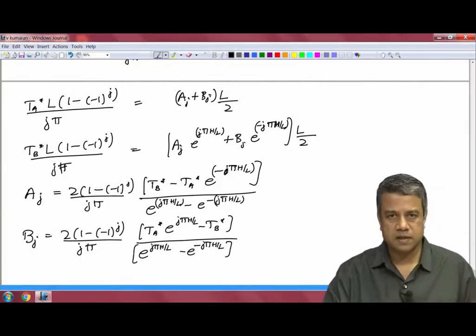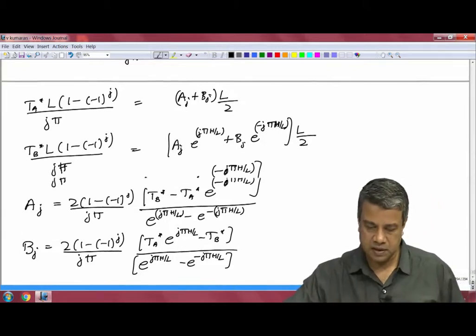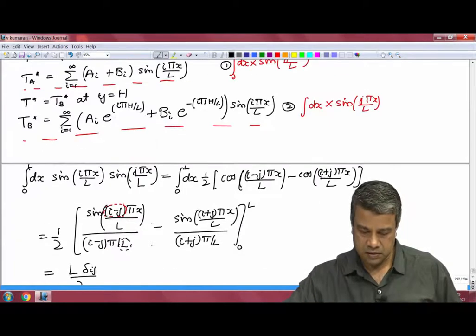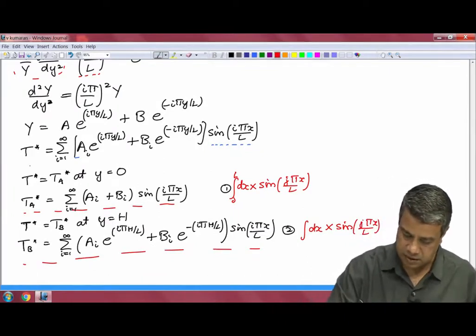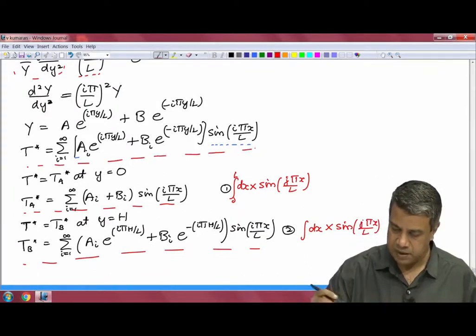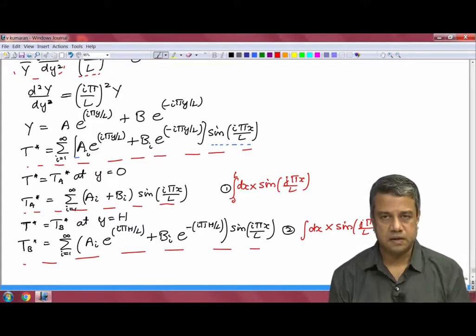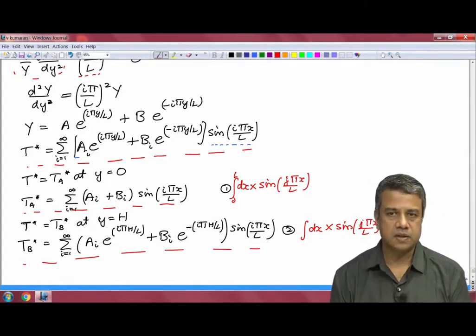So, this completely specifies the two coefficients A and B in this solution, and then you can plot this as a function of x and y in order to find out what is the temperature field.